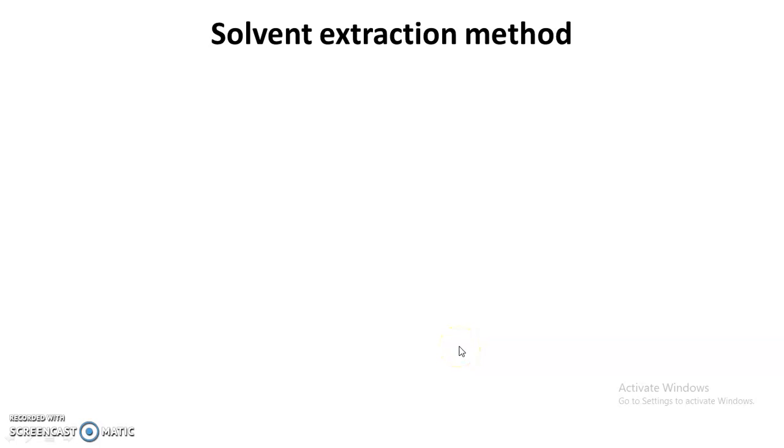So in the last video we discussed the role of complexing agent in the separation of lanthanide ions by the ion exchange method. Now in this video we are going to discuss the separation of lanthanide ions by the solvent extraction method. The solvent extraction method is one of the recent and very efficient methods for the separation of lanthanides, which is based upon the distribution of a substance between two immiscible liquids or two immiscible solvents.